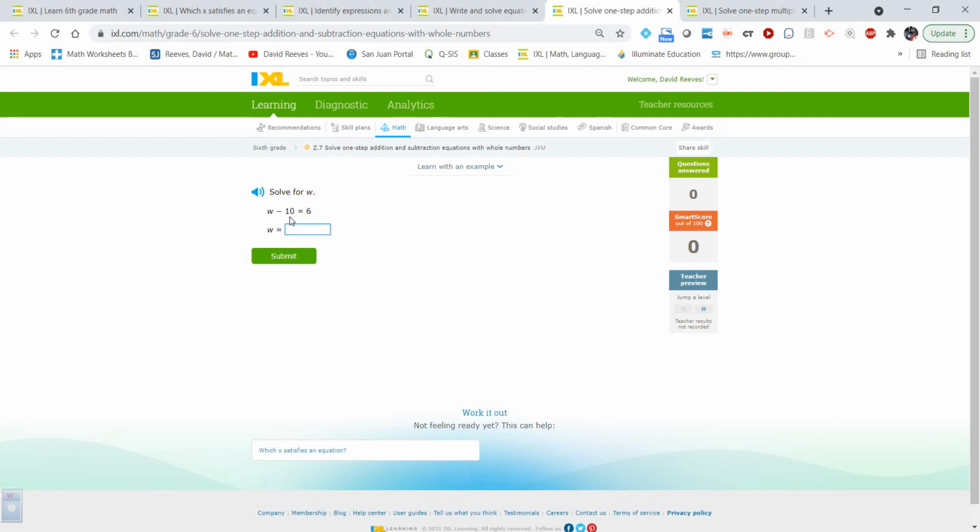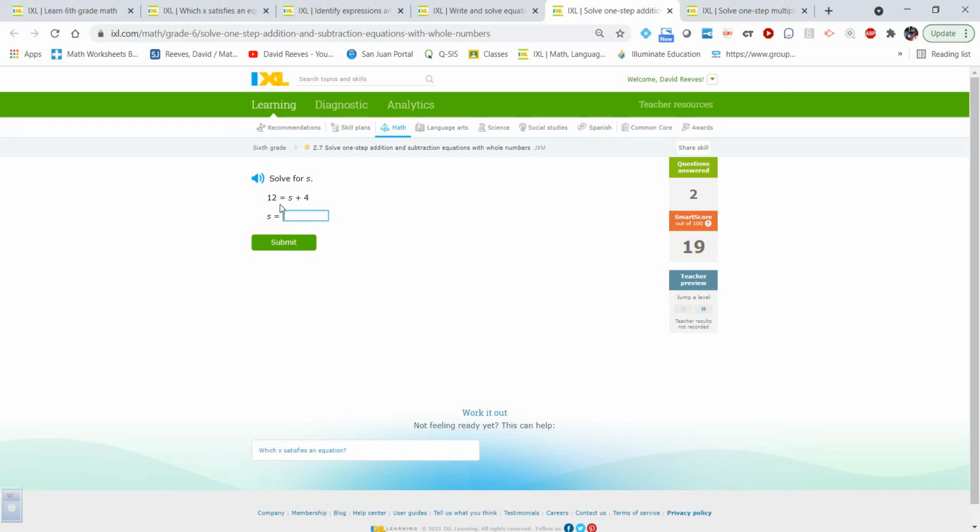So here we go. I've got w minus 10 is equal to 6. What's the inverse of subtracting 10? Adding 10, right? Add 10 to both sides. W is equal to 16. 20 equals r plus 5. I want to get that r by itself. What's the inverse of adding 5? I'm going to subtract 5 from both sides. 20 minus 5 is going to give me 15.